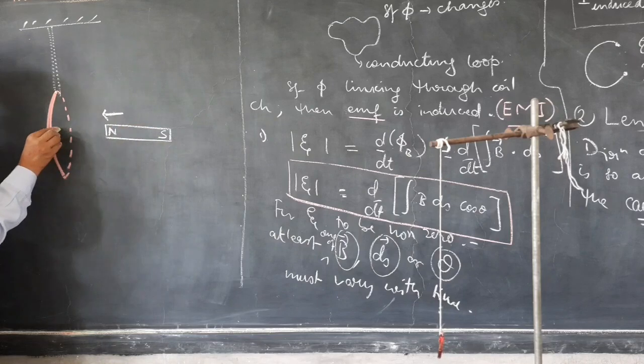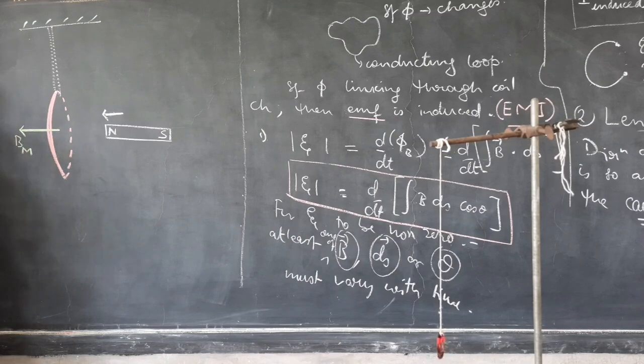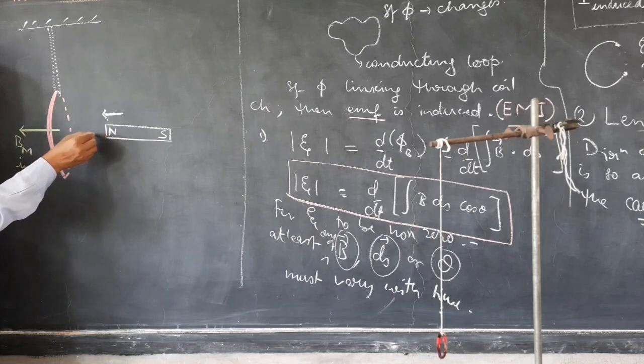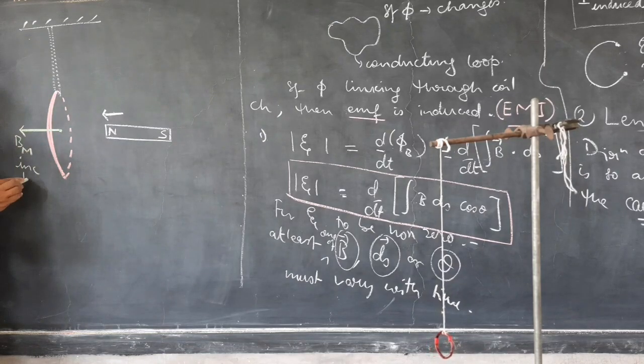This magnet will produce a magnetic field in this direction. See, this solid part is out of the board like so, the dashed part is into the board. This is the magnetic field due to the bar magnet. I'm writing M. And this value will increase if we bring the magnet closer and closer to the coil. This magnetic field is increasing, this becomes the cause.